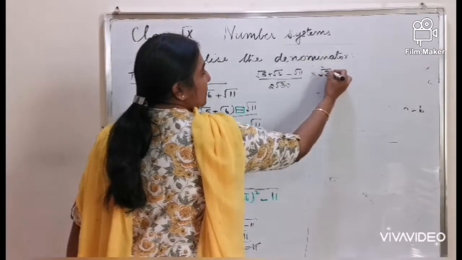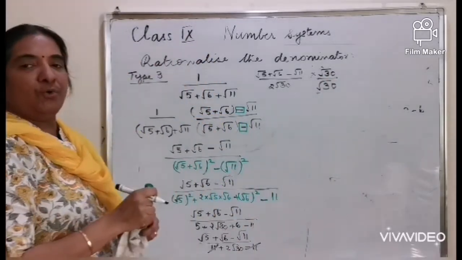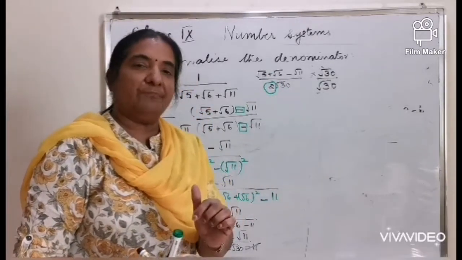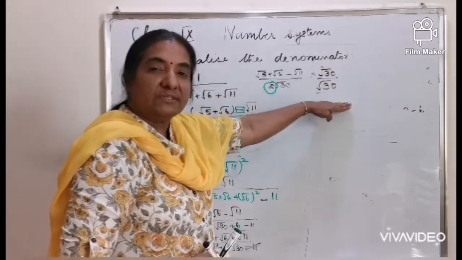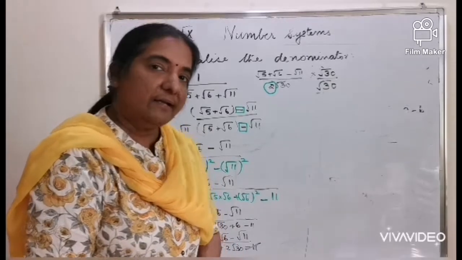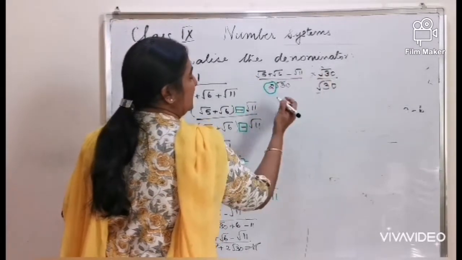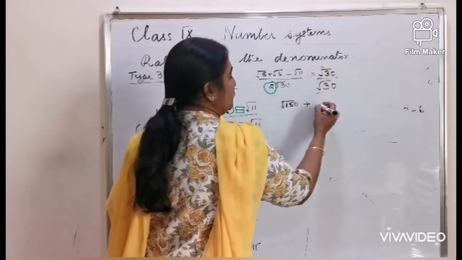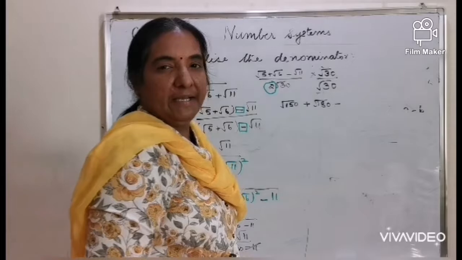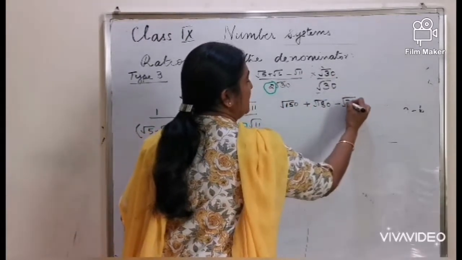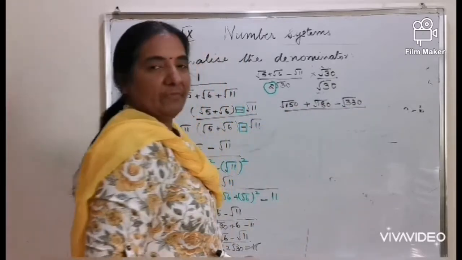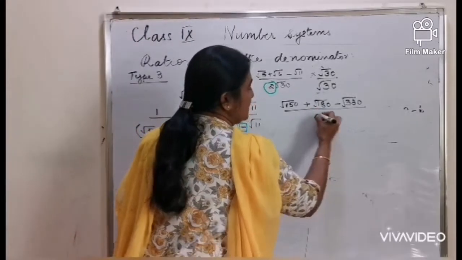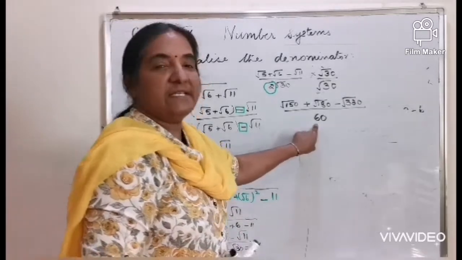Again, multiplying with root 30 by root 30. There is no need of multiplying with 2 because already 2 is a rational number. Even if you do with root 30 by root 30, the denominator becomes a rational number. Root 5 into root 30 is root 150 plus root 6 into root 30 is root 180 minus root 11 into 30 is root 330 by root 30 into root 30 is 30. 2 into 30 is equal to 60. Thus, the denominator is rationalized.